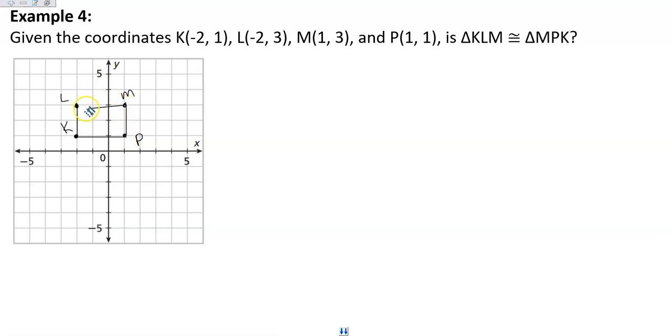So we've got a rectangle here, okay, because all of our sides are horizontal and vertical, so we know that. So then we're looking at KLM. So triangle KLM, we need this diagonal, and MPK is going to be this one. So I'm looking at whether or not this triangle over here is congruent to this triangle over here.